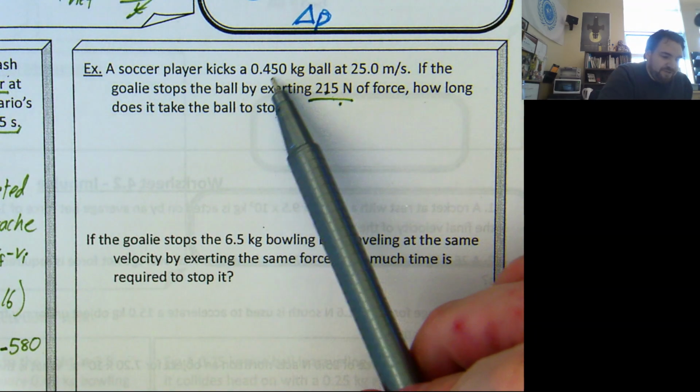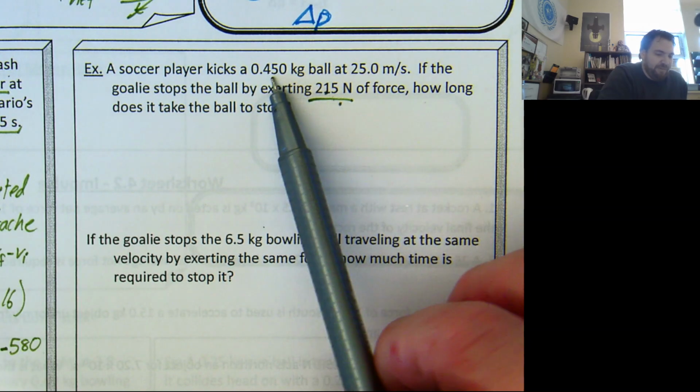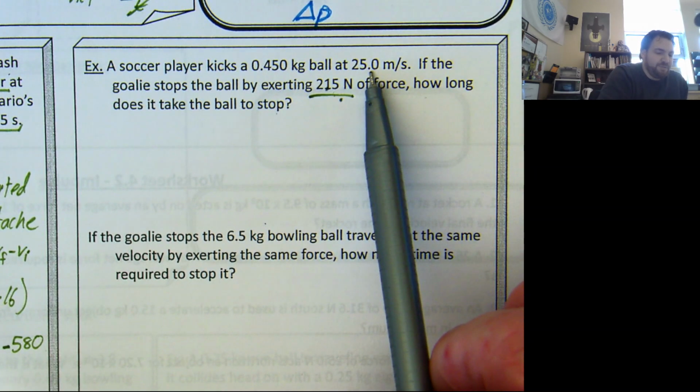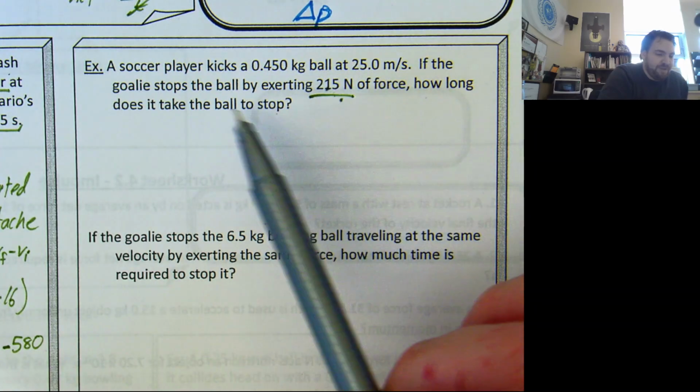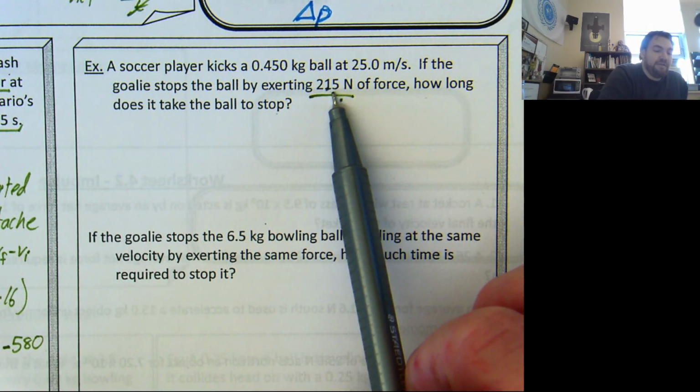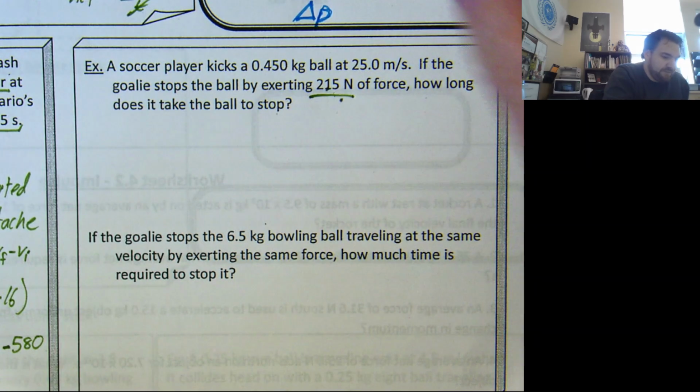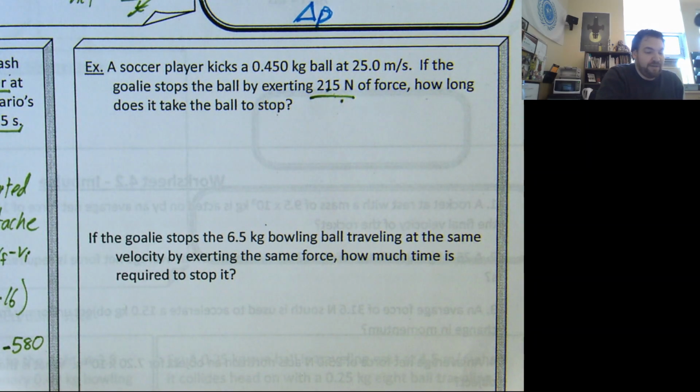So we've got a 450 gram soccer ball, or a 0.45 kilogram ball, moving at 25 meters per second off a soccer player. The goalie's going to catch it, exerting this much force. How long does the thing take to stop?